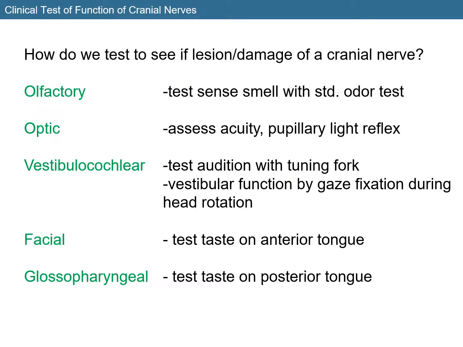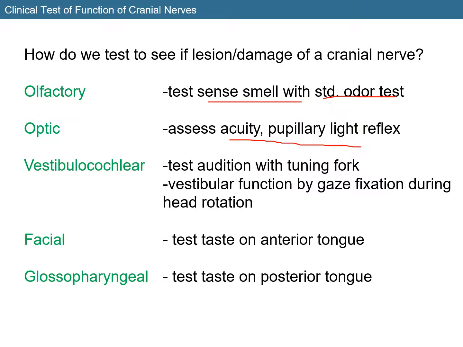So how do we test to see if lesion or damage happens in a cranial nerve? One way we can do this is if the olfactory system is affected, we can look at sense of smell. We do a standard odor test. And the optic nerve, we can look to see whether there's pupillary light reflexes. One of the main things that most doctors do when they look in your eyes is to make sure that you have pupillary light reflexes.